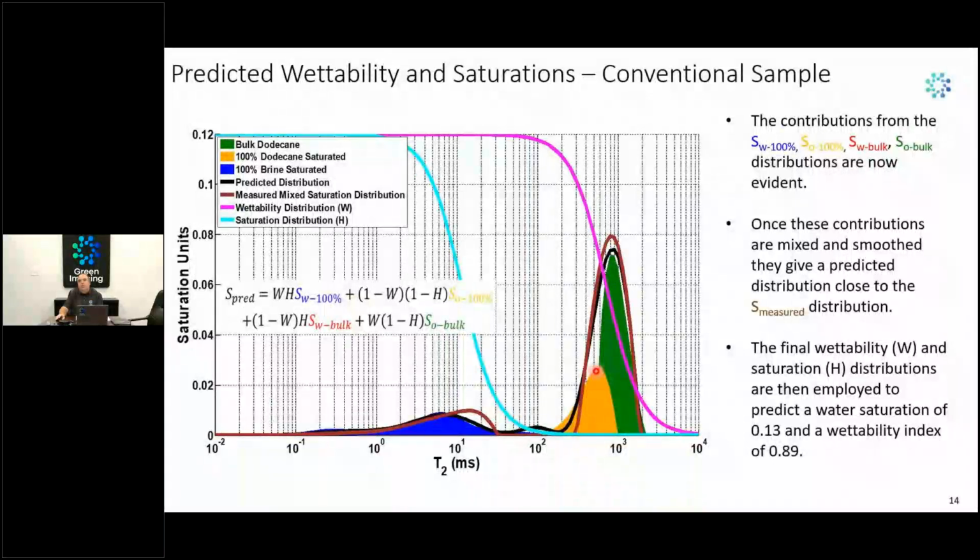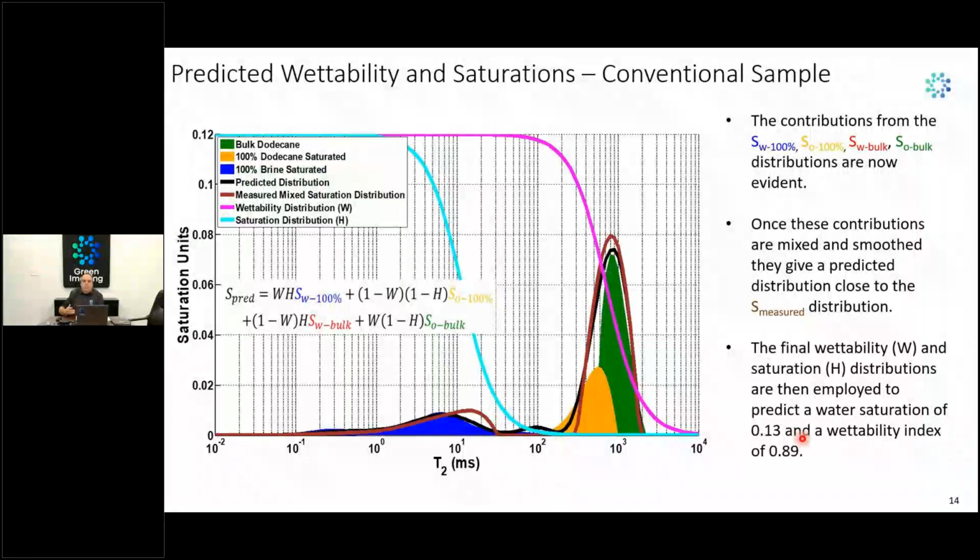100% oil saturated T2 distribution, and then this smaller peak down here is coming from the water, the 100% water saturated T2 distribution. So as expected from what I said in the last slide, this is a water wet sample. It is water wet. It has a wettability index of 0.89, so close to 1 or water wet, but it has a low water saturation of only 13%. So the method worked. The method worked here. It gave the results as expected.